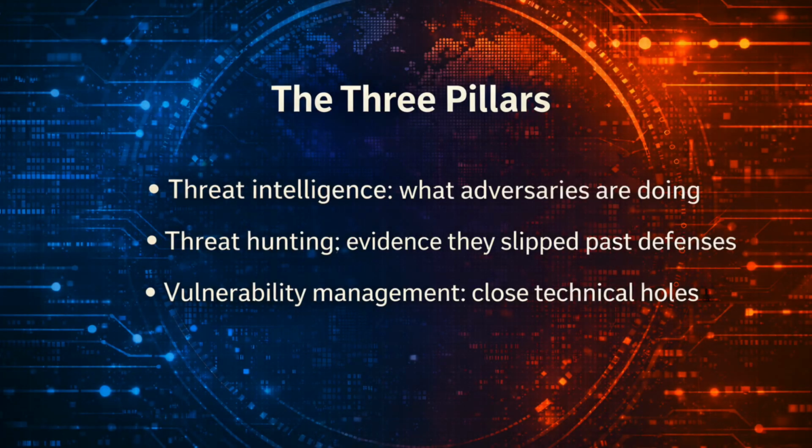Threat intelligence gives external visibility, such as tactics, malware trends, and campaign patterns. Threat hunting is internal validation. Do we see signs of this behavior in our telemetry? Vulnerability management is the fix engine, including find, prioritize, and remediate weaknesses. Separately, these are useful. Together, they create a system where intel drives hunts, hunts drive prioritization, and vulnerability work prevents repeats.